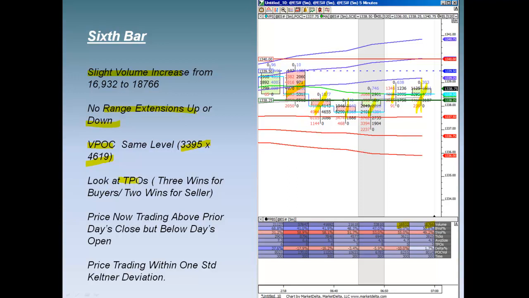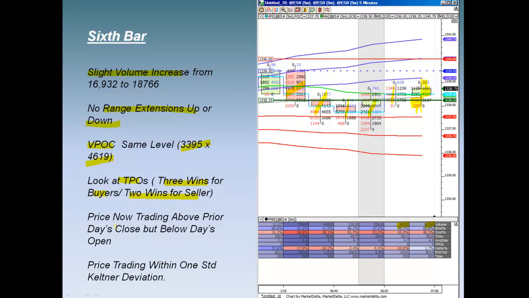Look at the TPOs. 3 wins for buyers and 2 wins for the seller. You can see here the seller in red, 2 wins, and in blue the buyer comes in with 3. So 3 to 2, again, not a very strong ratio. What I'm really seeing here is that the market is telling me there's no conviction yet. We're still very much uncertain, and we are continuing in this non-trending manner, and perhaps the range has just tightened a little bit.